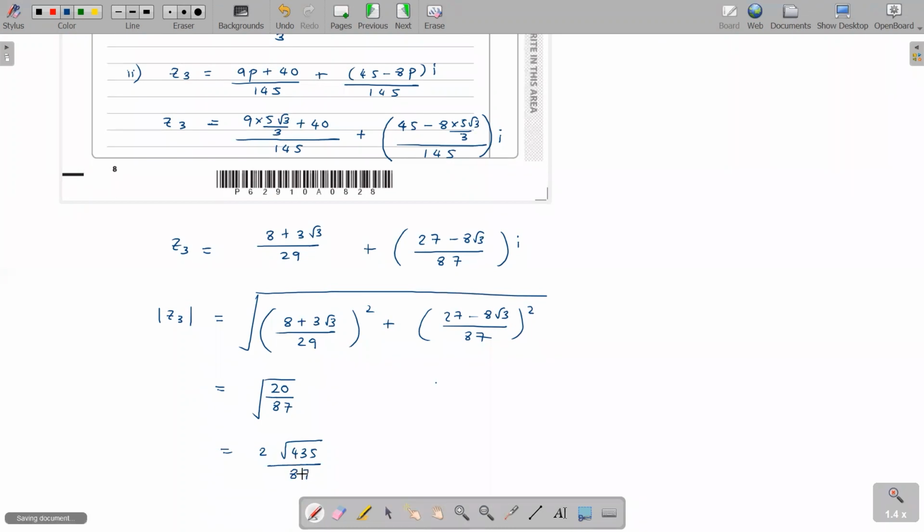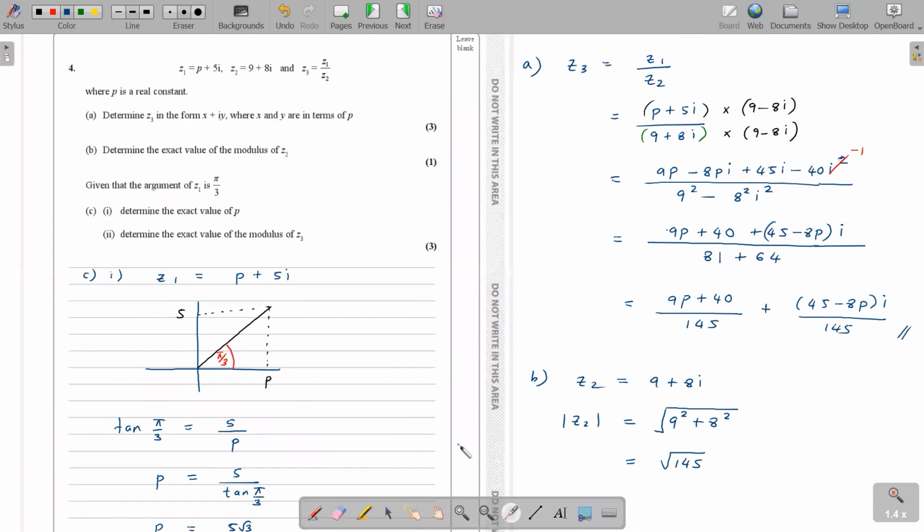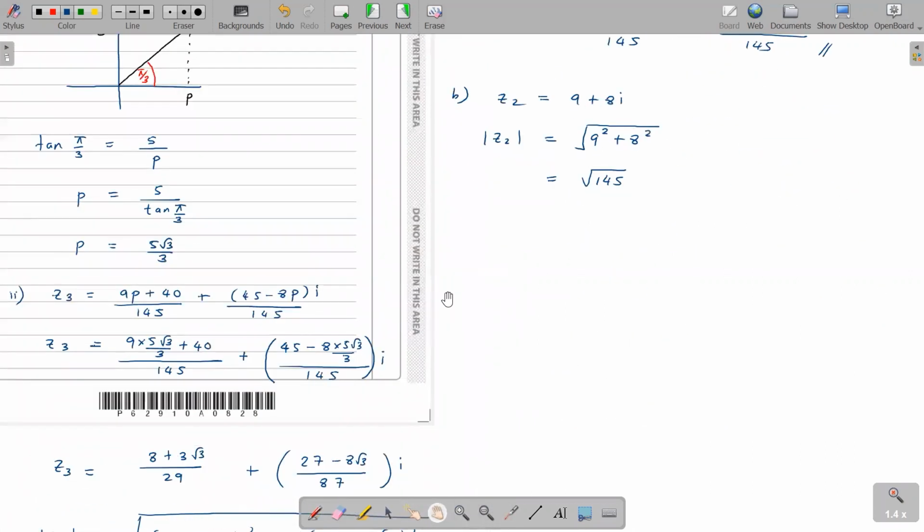So actually, this is a little bit of a longer method. There is a slightly better method of doing this. The easier method: they ask you to get the exact value of the modulus of Z3, right? So what do we know about Z3? The alternative method. We know Z3 is Z1 over Z2. Are you with me? So if you want to find the modulus of Z3, you have to get the modulus of Z1 over Z2, which means you can take the individual modulus of Z1 divided by the individual modulus of Z2.